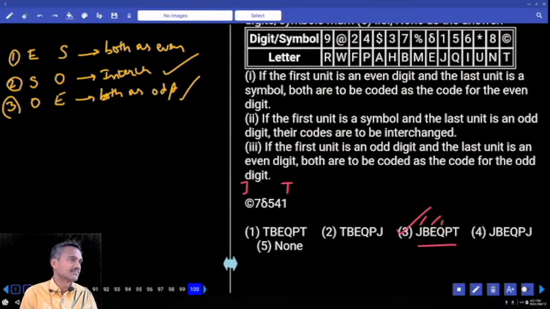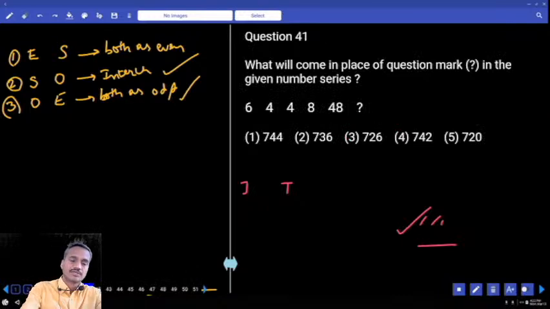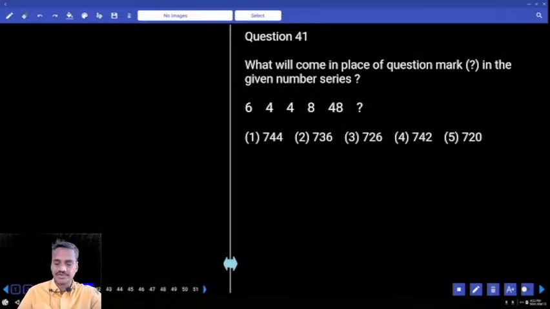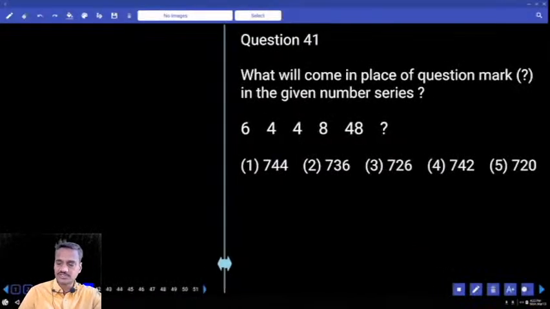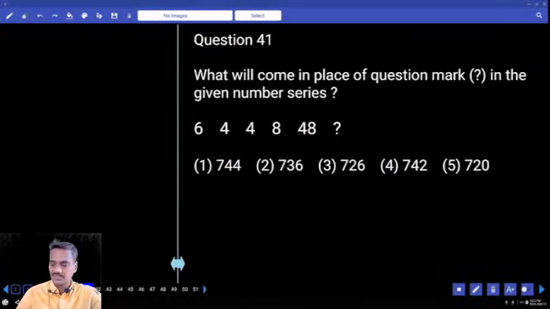Number series, question number 41 onwards. Now question numbers 41 to 45, number series. 6, 4, 4, 8, 48. Now here, if you observe the numbers starting with 6 and the choices are 700, numbers are increasing at a very fast rate. Now 8 and 48, into 6.